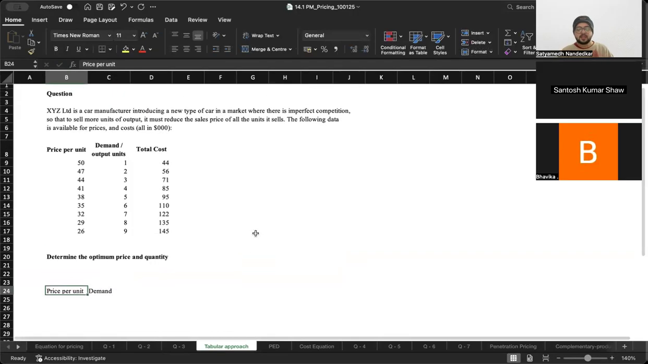Okay, so this is a tabular approach to determining the optimum price and the optimum quantity. We have looked at the equations based approach so far. In this question, in this specific scenario, we will first see what is the optimum level, and try to find out at which level the highest possible profit is achievable. And then we'll work back to determine what is the optimum price and quantity.